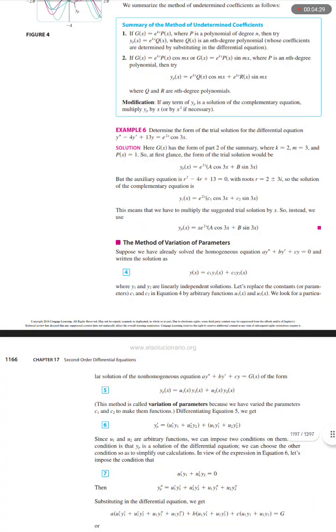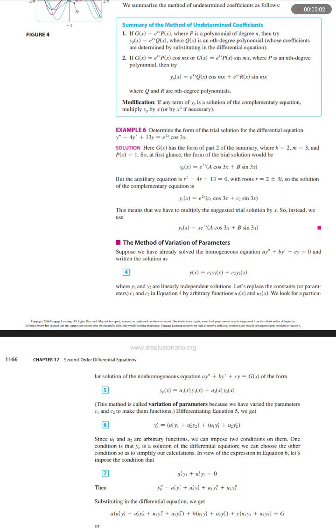Example 6. Determine the form of the trial solution for the differential equation y'' − 4y' + 13y = e^(2x) cos 3x. Solution. Here, G(x) has the form of part 2 of the summary, where k = 2, m = 3, and P(x) = 1.